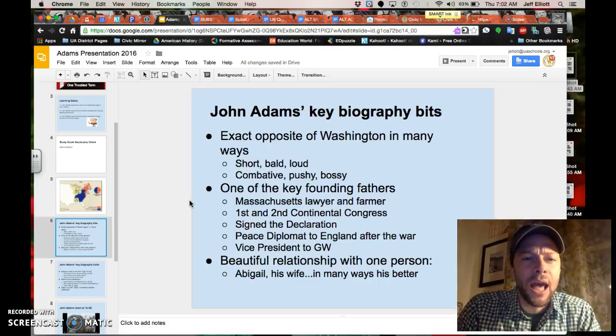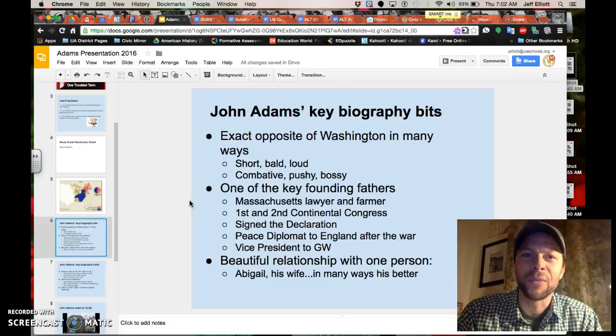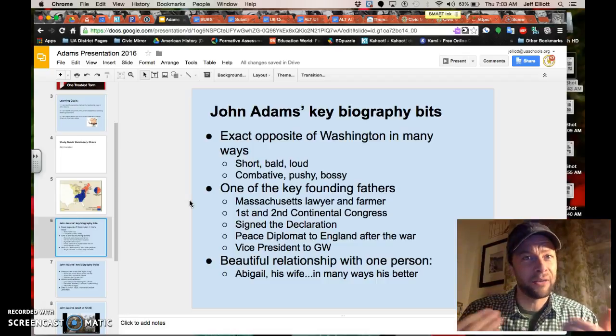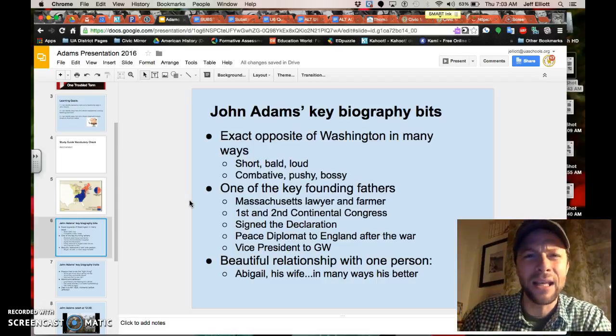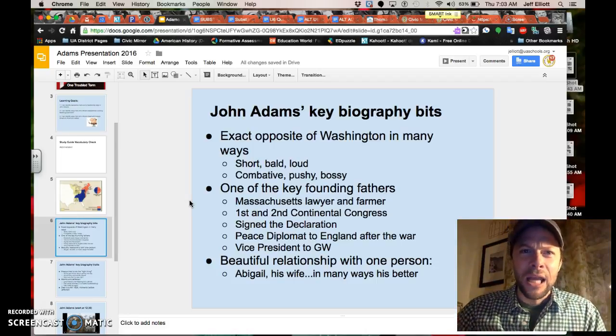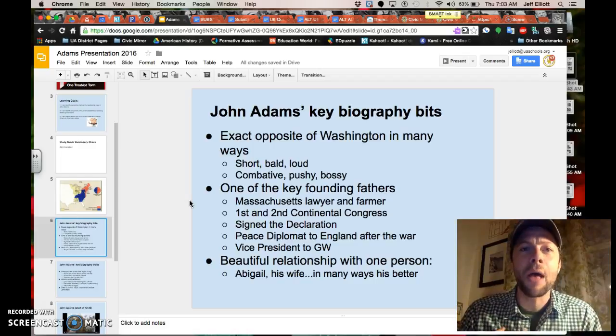But John Adams was short, he was bald, he was not a military commander. He was often unkempt, like his clothes were sometimes rumpled. He was loud. He would fight with people. He was pushy, where Washington would ask for advice. John Adams hated to get advice. He was very bossy, and he would actually talk down to people who were in his presence, especially when he got upset and flustered. He would get frustrated, and it would come out in inappropriate tones.